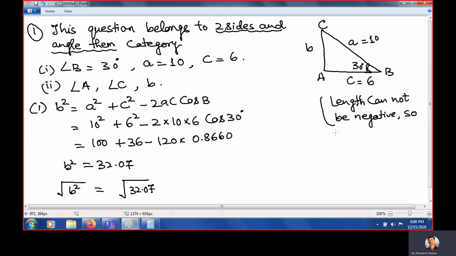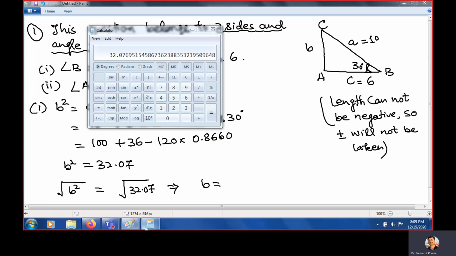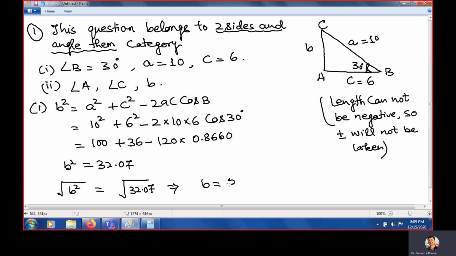So plus minus will not be taken. We are every time choosing the positive value. So B is equal to the square root of 32.07. Okay, no problem. We will take this square root. This is 5.66. So the value of B is coming 5.66.